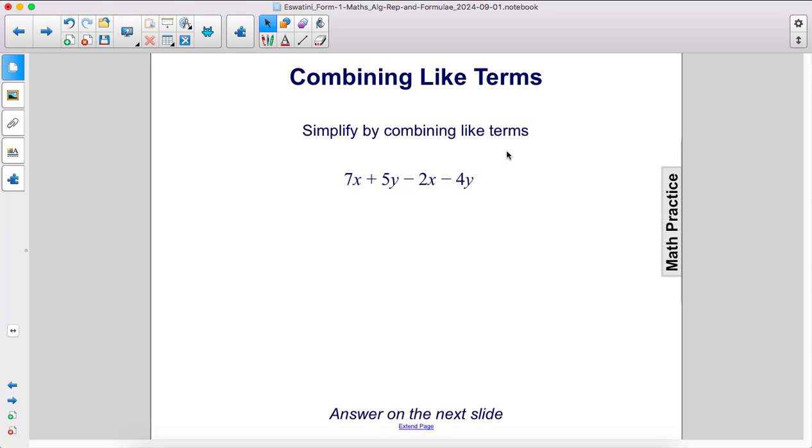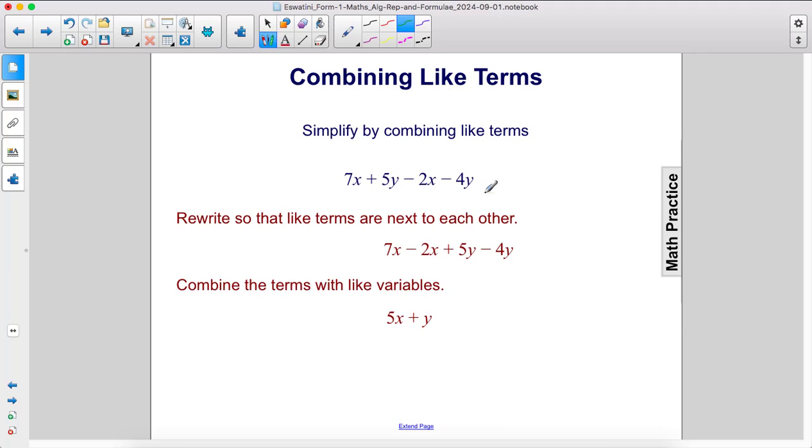Simplify by combining like terms. 7x plus 5y minus 2x minus 4y. First, you're going to rewrite it so that the like terms are next to each other. So you're going to swap these two. Just don't forget that negative sign, right? So it's negative 2x plus 5y. Then combine the terms with the like variables. So 7x minus 2x is 5x, and 5y minus 4y is positive 1y. So the answer is 5x plus y.